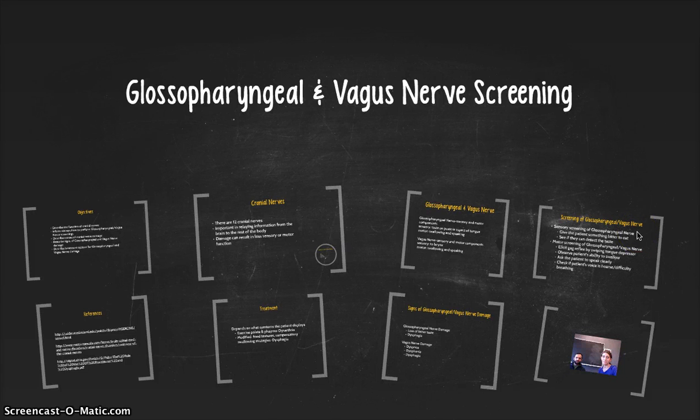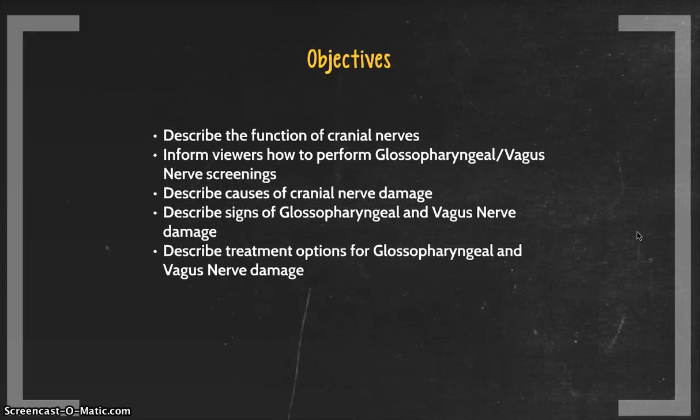This video is over the glossopharyngeal and vagus nerve screening. Objectives. By the end of this video, one should be able to describe the function of cranial nerves, inform viewers how to perform glossopharyngeal and vagus nerve screenings, describe causes of cranial nerve damage, describe signs of glossopharyngeal and vagus nerve damage, and also describe treatment options for glossopharyngeal and vagus nerve damage.